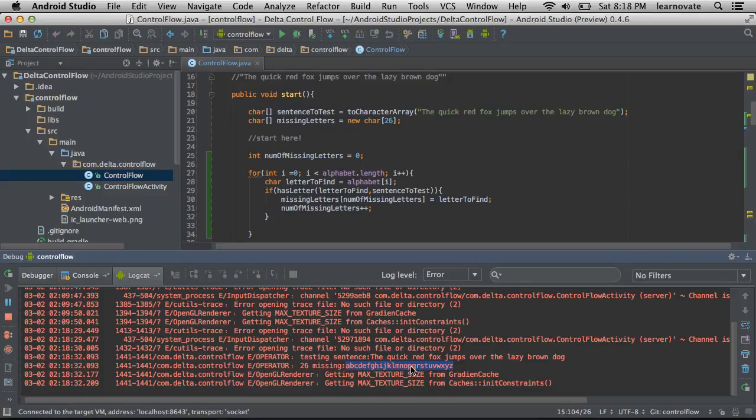Now, all these different errors that are coming up, it's sometimes hard to see there, but you already see an error here. It says that all the letters are missing. And I love this. This kind of screwed me up. I was like, wait, what did I just write? Oh, right. So if has letter equals false.